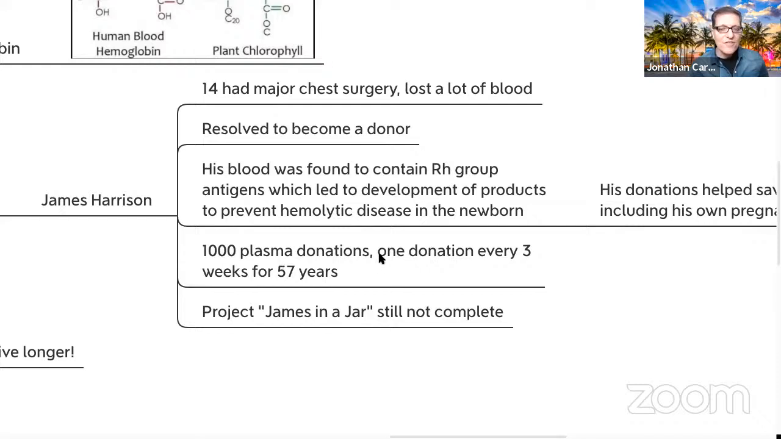And amazingly, he did 1,000 plasma donations. He stopped at the age of 81, which I believe is the upper age limit in Australia. But he did one donation every 3 weeks for 57 years.